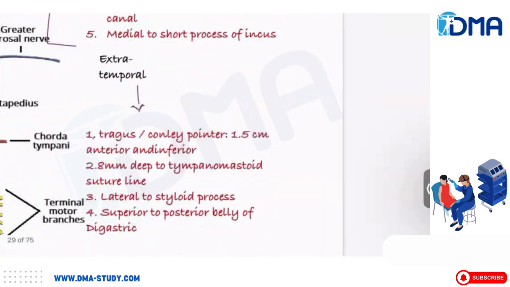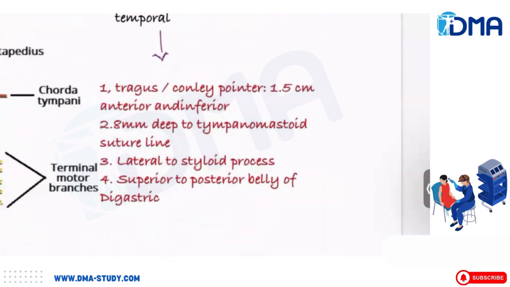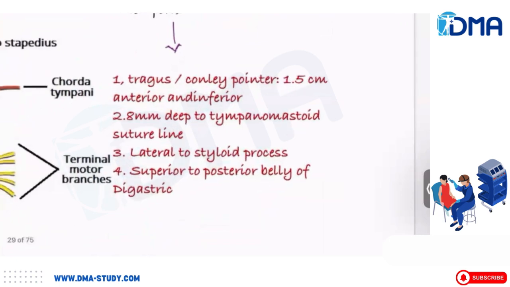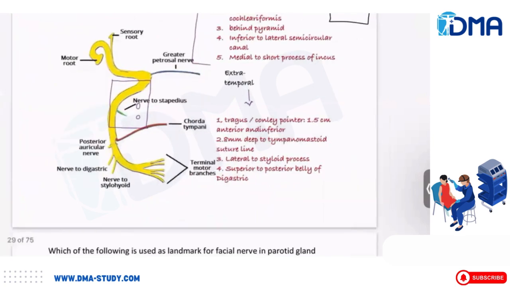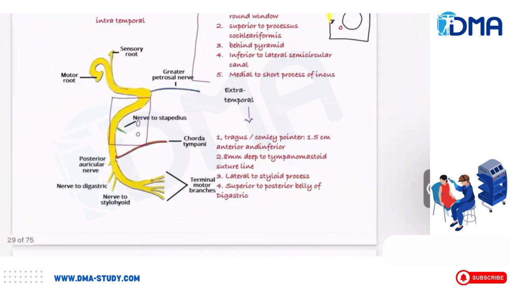So for the extratemporal branches, they're having a relationship with the tragus, or Conley's pointer. You just palpate the tragus of your ear, and about 1.5 centimeters anterior and inferior to the tragus, you will be having the extratemporal first landmark. Then the second landmark is 8 millimeters deep to the tympanomastoid suture line. Third landmark, lateral to the styloid process. Fourth landmark, superior to the posterior belly of digastric. So these are the landmarks of the extratemporal course of the facial nerve.